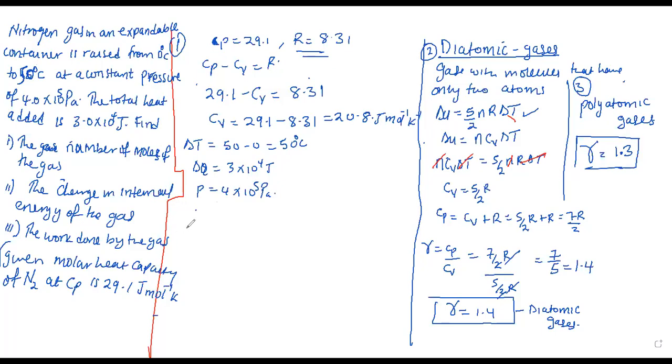So the pressure is constant, so heat energy would be equal to N Cp times the change in temperature. Since we are looking for N, it would be the heat energy supplied over Cp times change in temperature, giving us 3 times 10 power 4 divided by our Cp, which is 29.1 times 50. How many moles do we have?